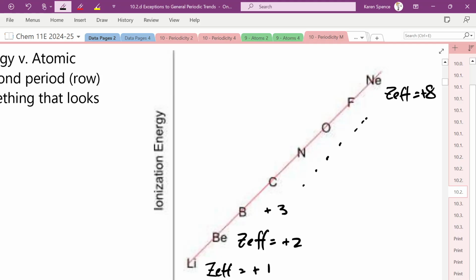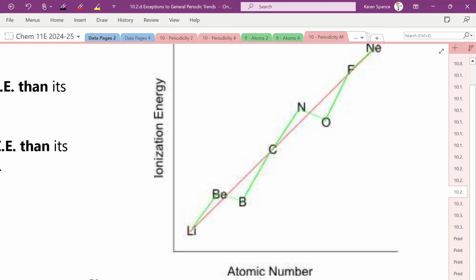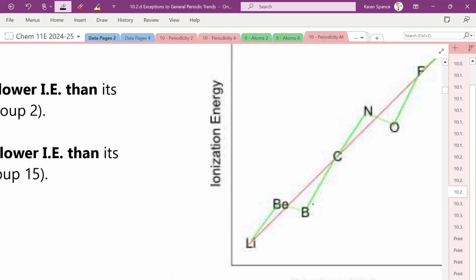So wouldn't you expect it to be a nice linear relationship? Wouldn't that be great? But if you actually graph it, it doesn't do that. It goes up, but it goes up, down, up, down, up, up. So let's figure out what the heck is up with boron, because boron looks lower than it should be, yes? And what's up with oxygen? Does anyone have an idea of what tool we could use to help us with this?